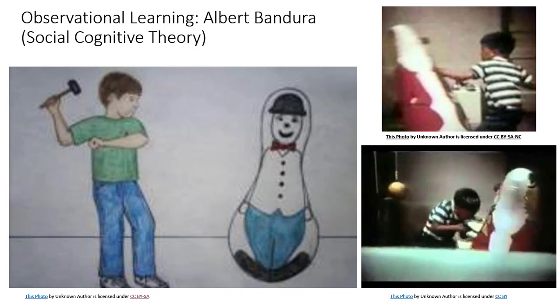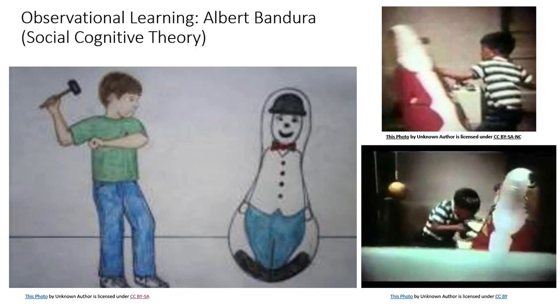In the second group of children, he gave the children access to the same room, but the children were also exposed to a video that showed adults playing aggressively with the Bobo doll. They smacked it around, they whacked it with a hammer. So the children saw this beforehand, and then were allowed into the room full of toys.